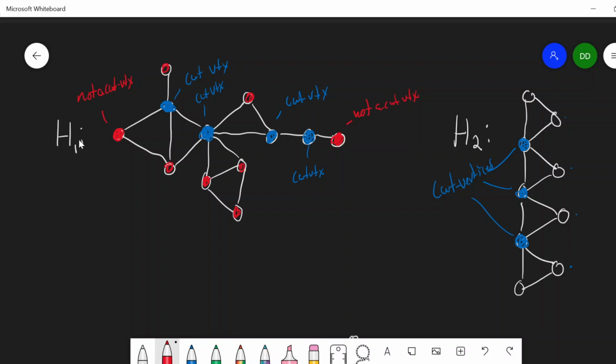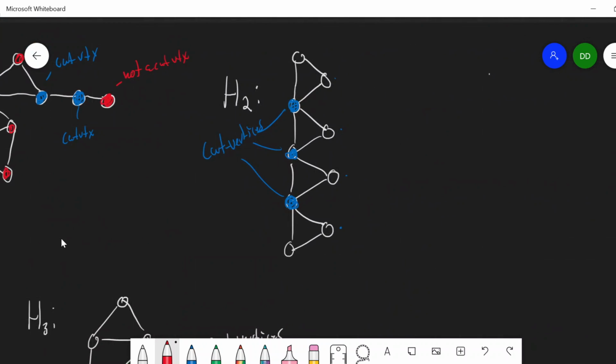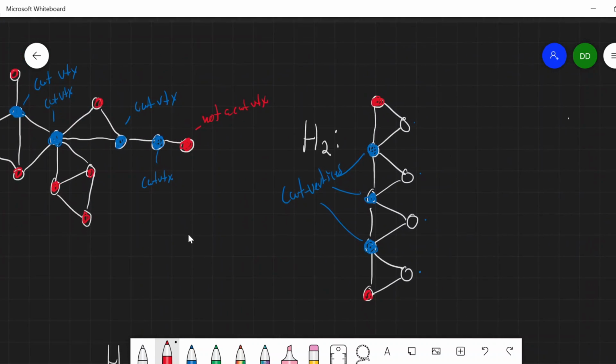But I'll point out that H1 contains at least 2 non-cut vertices. There's at least 2 there. In fact, there's quite a bit. And in this one as well, there's quite a bit of non-cut vertices. This one and this one, for instance. Again, there's at least 2.